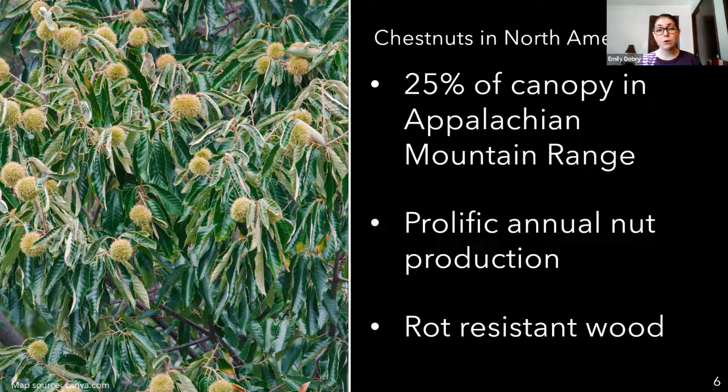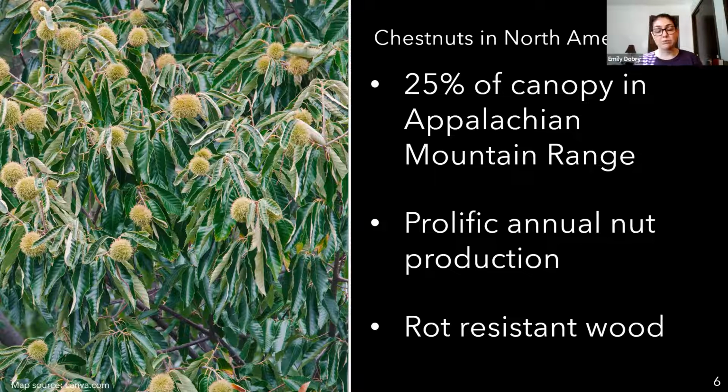These trees were really important because they had this prolific annual nut production, this annual nut crop that was vital to not only forest animals, but to people who lived in the Appalachian Mountain range, because they could use this food for themselves and as fodder for their cattle. And this was really reliable. Every single year, the chestnuts would put out these huge crops.